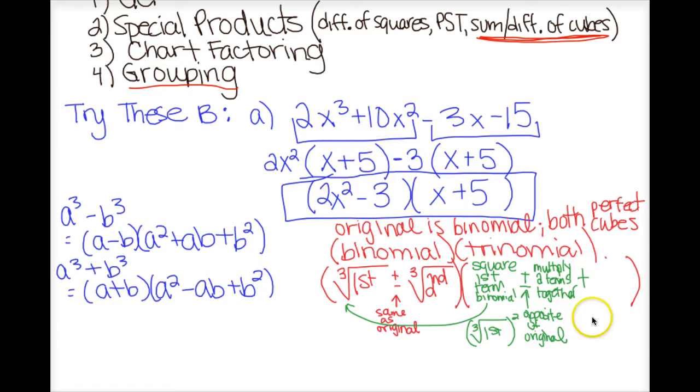The second sign in the trinomial is always a plus, always positive. And then you square the second term of the binomial.